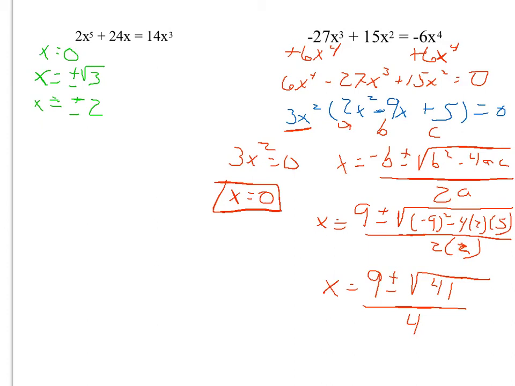And since this 41 isn't a perfect square, we can just go ahead and leave it. It's simplified. It's a prime number, so there's nothing we can really do about it. So there's 2 of our answers, 9 plus root 41 over 4 and 9 minus root 41 over 4. Now, we're supposed to get 4 answers out of this because our biggest exponent is a 4. Keep in mind here we had 3x squared equals 0. So this technically accounts for 2 of our answers, even though it only looks like we have 1.